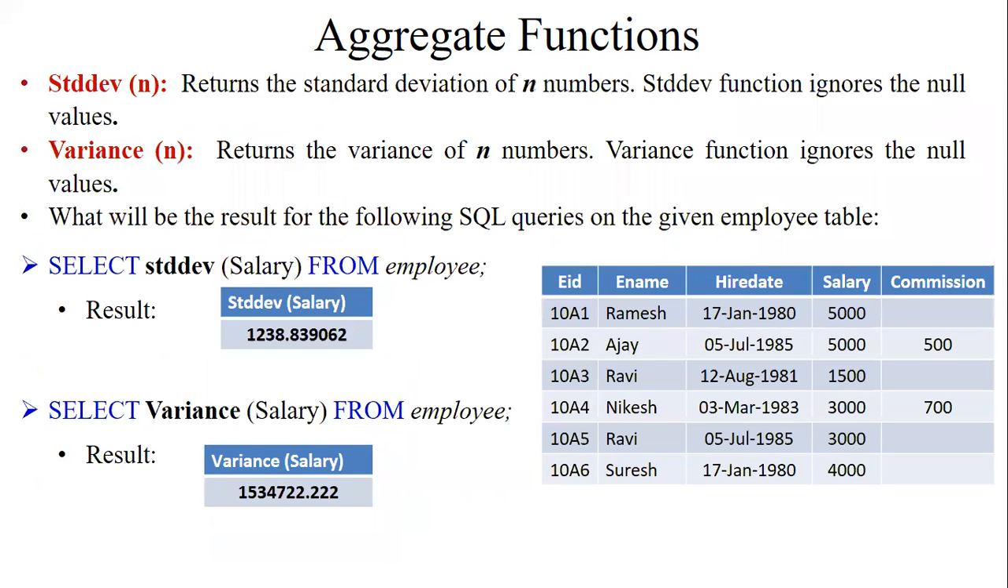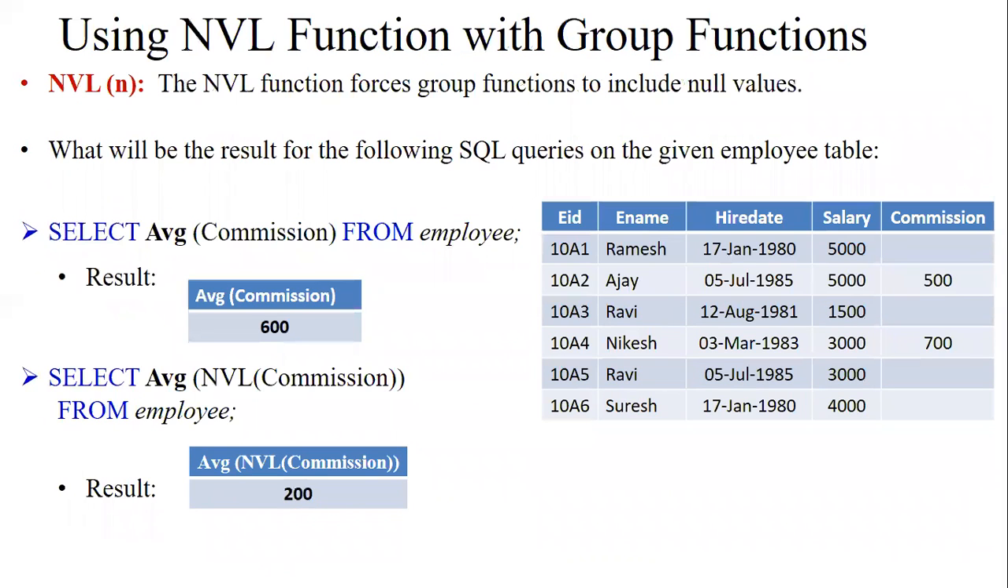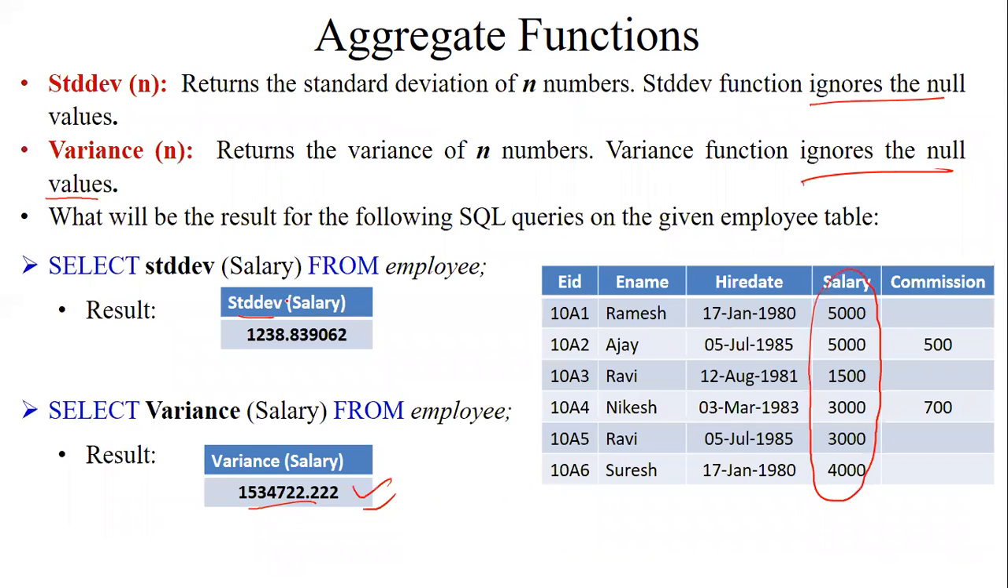Next you can see standard deviation and variance, with which you can compute the standard deviation and variance of n numbers. Both these functions basically ignore the null values, the same as sum or average, and you can directly compute the standard deviation and variance of the column values. According to the salary we are computing the standard deviation and variance. Okay? If you have any query about any aggregate function, please ask.